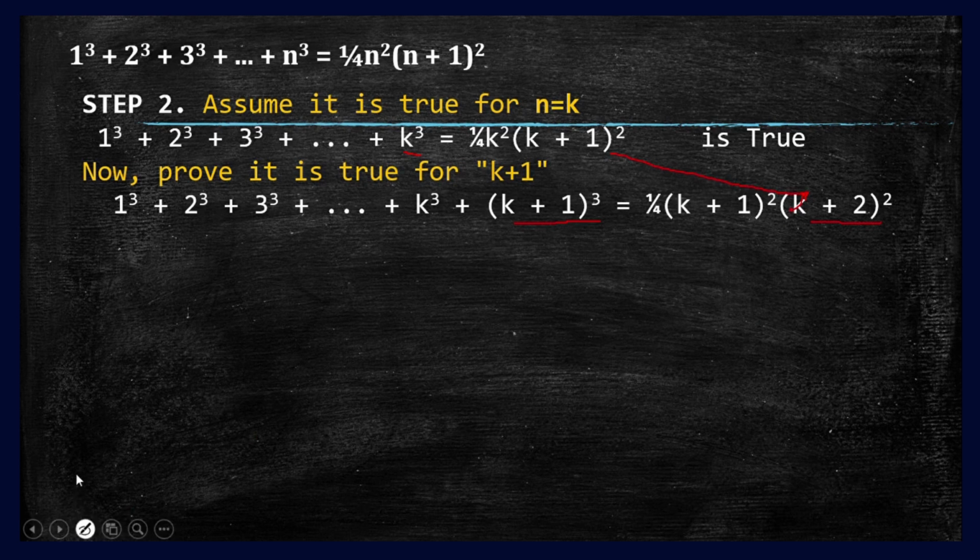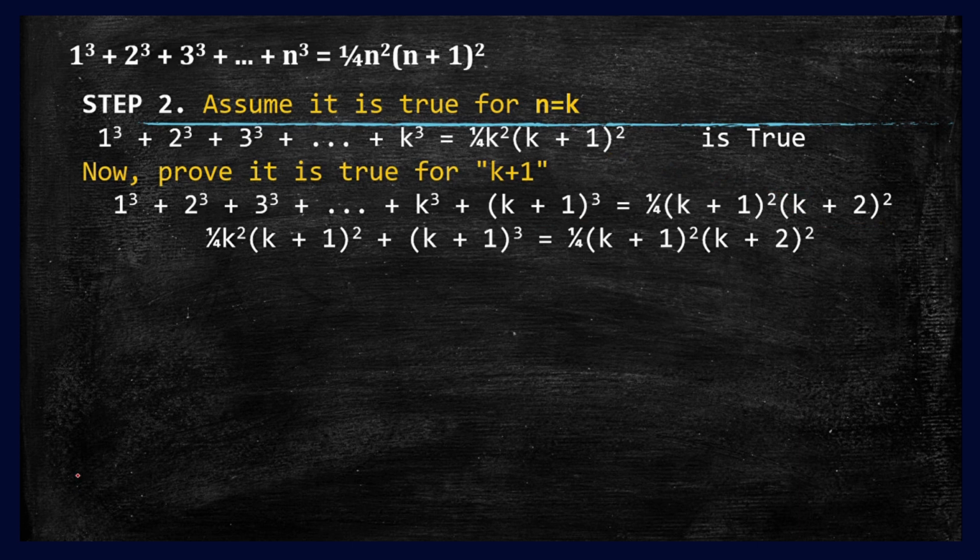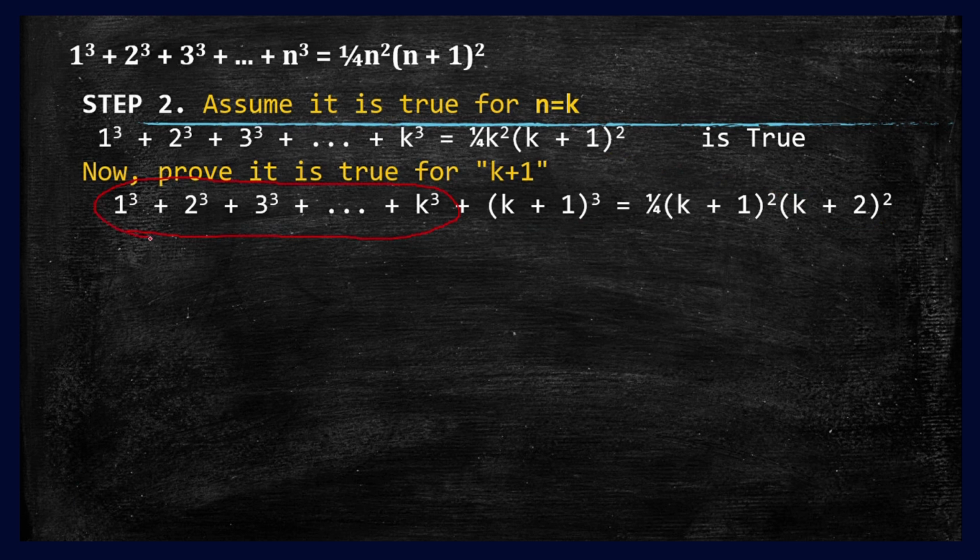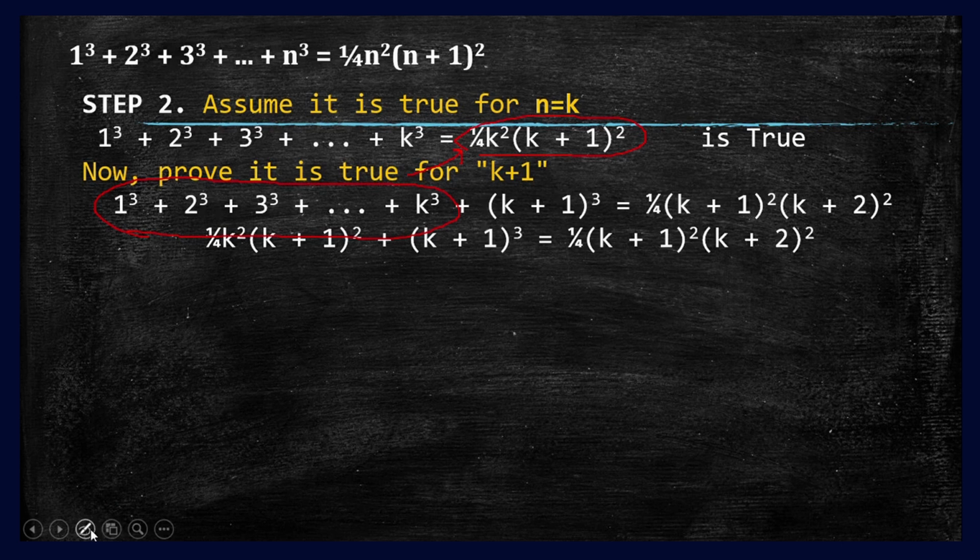So now, let's notice that this part is, according sa ating assumption, equal to 1 over 4 k square times k plus 1 square. So we are going to replace that part using this. Alright, so we'll have 1 over 4 k square, the quantity of k plus 1 square plus k plus 1 cube. And that is equal to 1 over 4 the quantity of k plus 1 square times k plus 2 square.